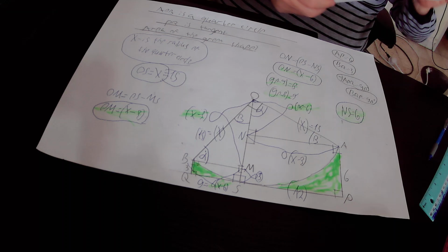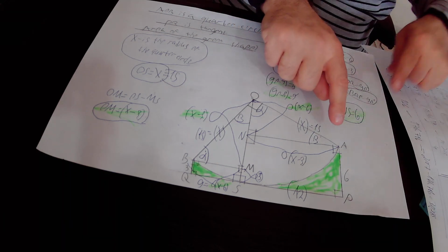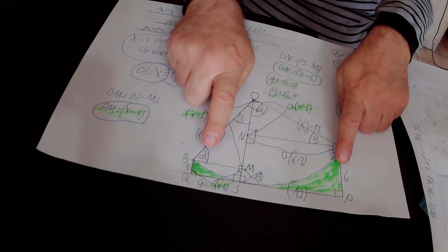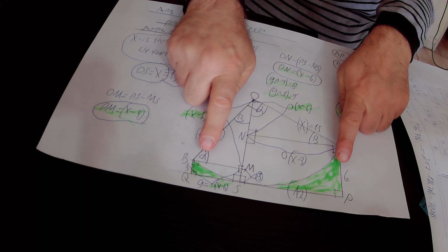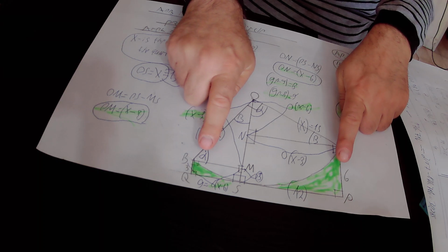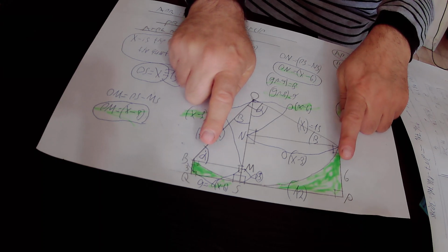Okay? Repeat again, the area of this green shape, in total, is 30.285 square units. Okay? Thank you very much.